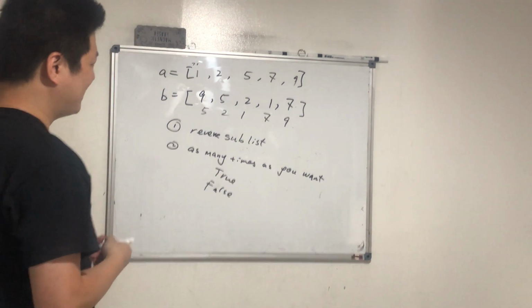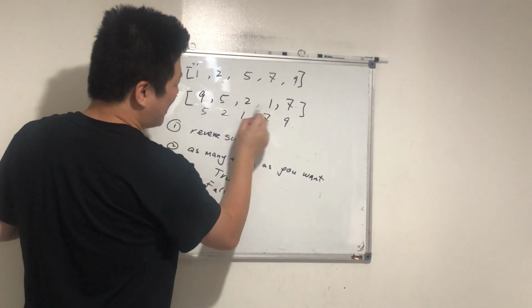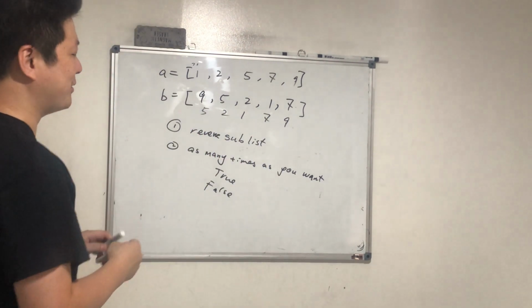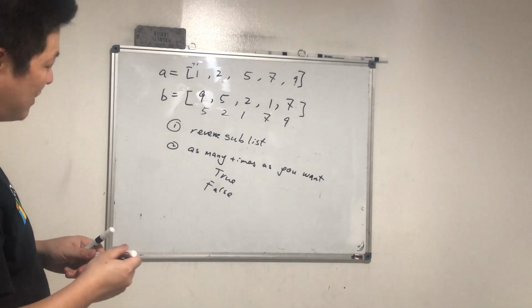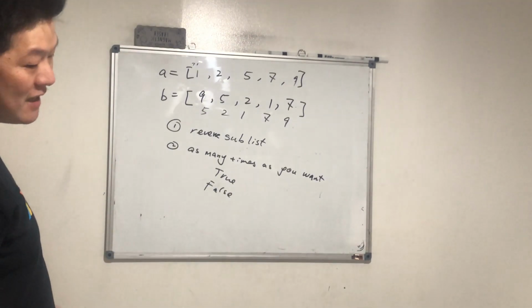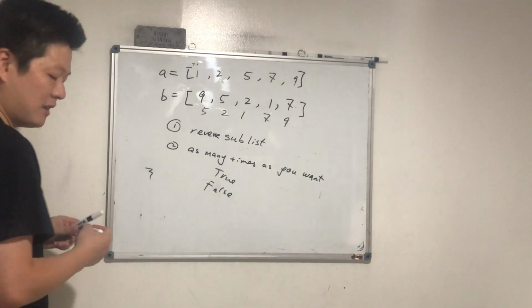If I want to move this 9 to the end without changing the order of the other elements, it's 5, 2, 1, 7. You see 5, 2, 1, 7. How would you do it? Can we change it and then put it back again? Up to you. Can we? Yeah, of course, as many times as possible. So how would you do it?